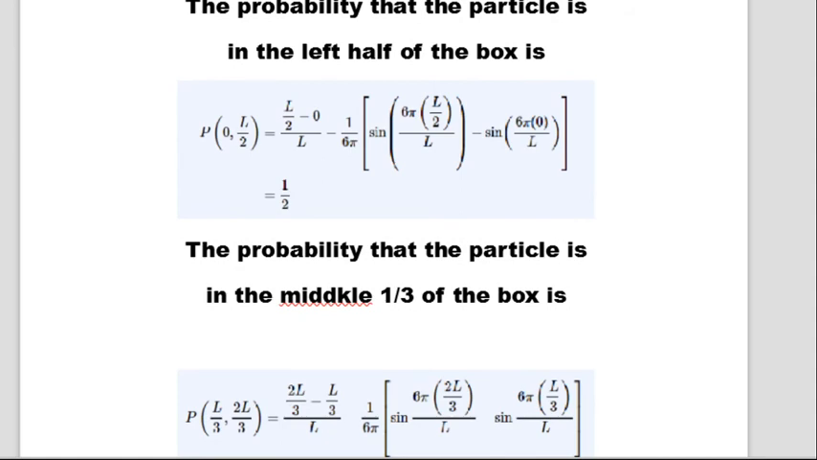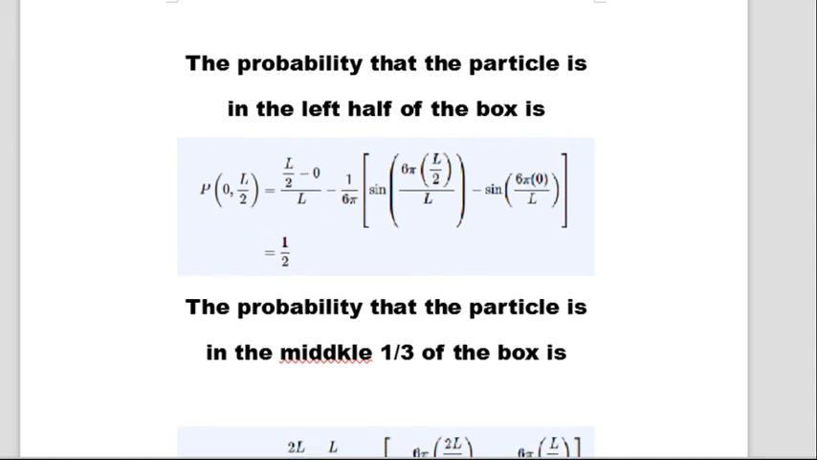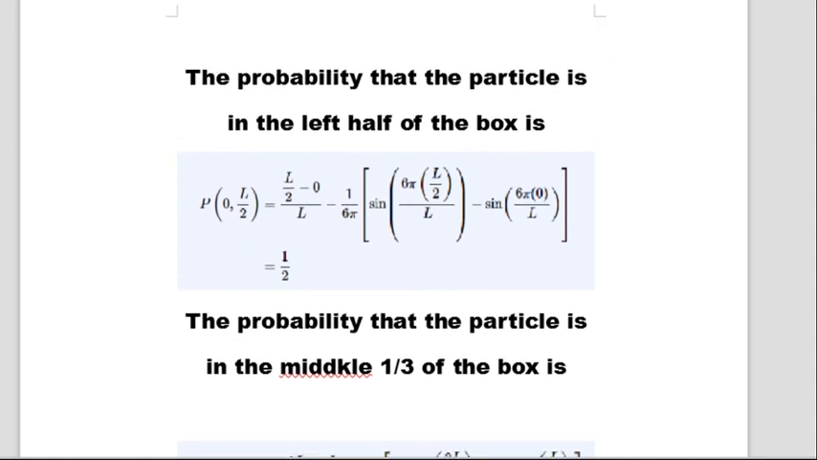So first part of the question is find the probability in the left half of the box. Left half means distance from 0 to L by 2. So A is put as 0 and B is put as L by 2. We put the values there and do the simplification. We get probability as 1 by 2.